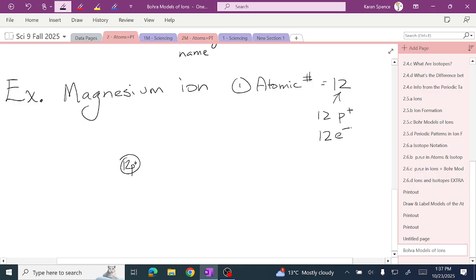Then we start drawing shells. And don't worry, on a test or a quiz, I'll have circles for you. You won't have to draw them, okay? I think you have to draw them today. I apologize for that. I should really redo this resource so that it's got circles pre-drawn for you, but there we are.